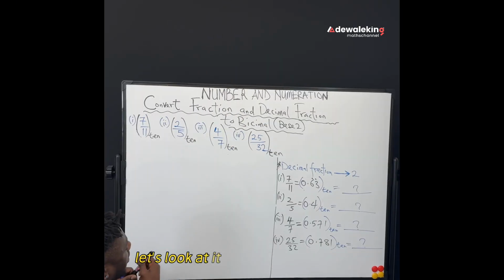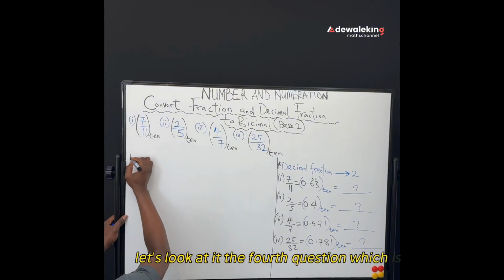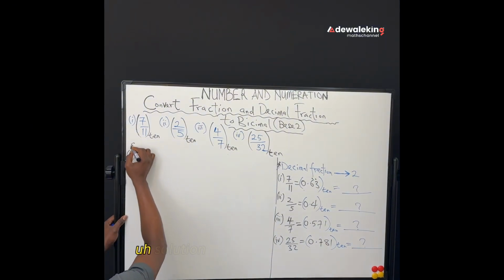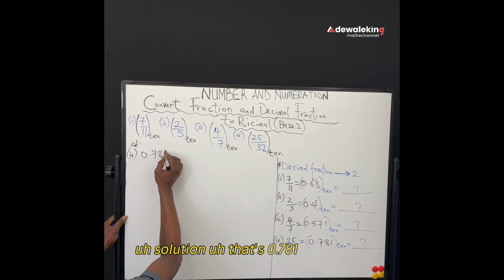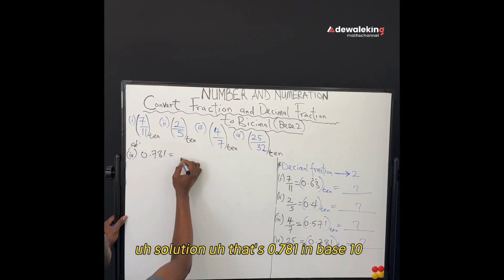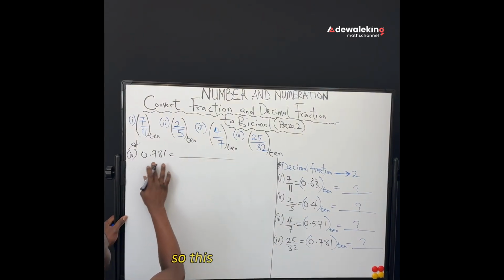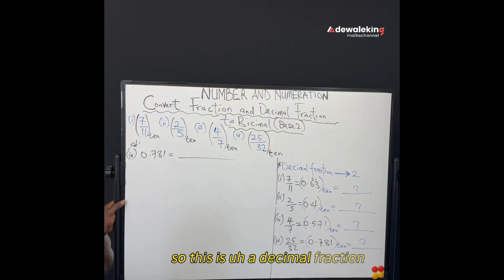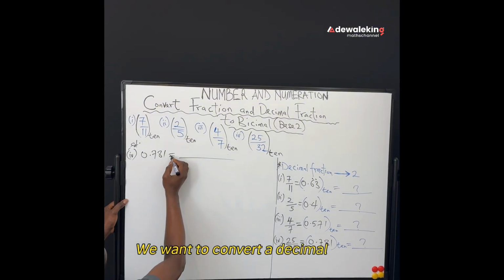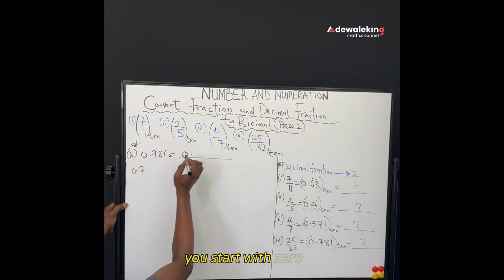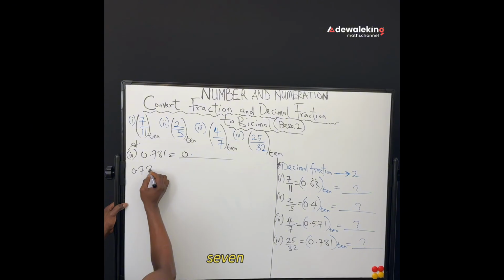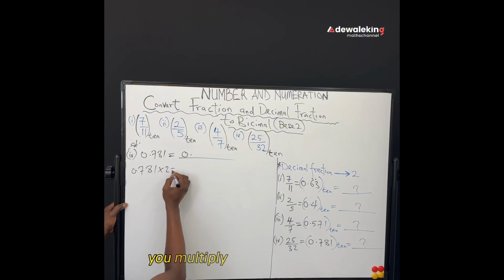Let's look at the fourth question, which is 0.781 in base 10 to be converted to base 2. So this is a decimal fraction. We want to convert a decimal fraction to base 2. So we start with 0.781 times 2. You multiply by 2.